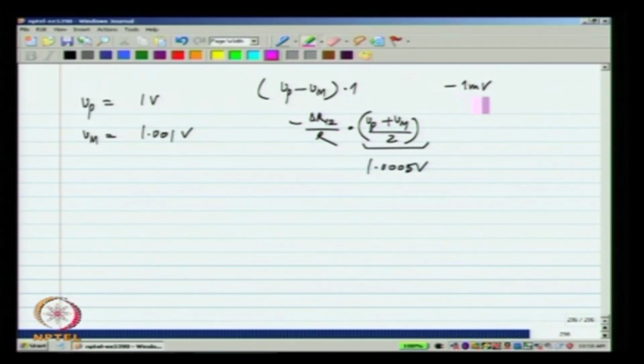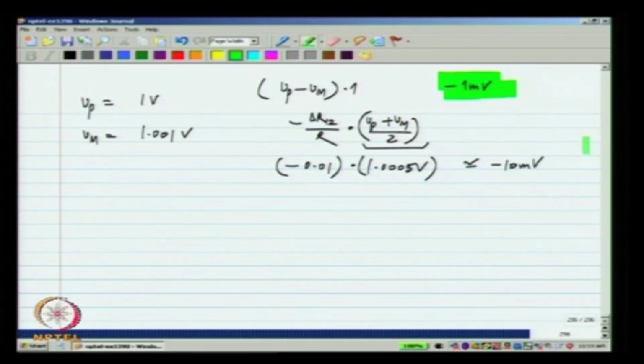Now, how much is delta R12 by R? It depends on the physical size of the resistors that you use. Now, let us say that we have 1% mismatch, which sounds small, but let us see what happens. So, let us say delta R12 by R is 0.01. I will take some particular number. Now, what happens? Here we will have approximately minus 10 millivolts. So, the contribution of the difference is 1 millivolt, the contribution of the common mode is 10 millivolts. It is much more than the difference, and it is going to drown out any difference voltage that you are trying to measure.